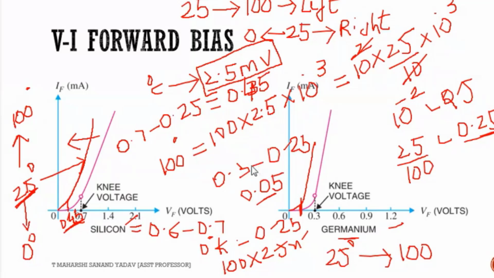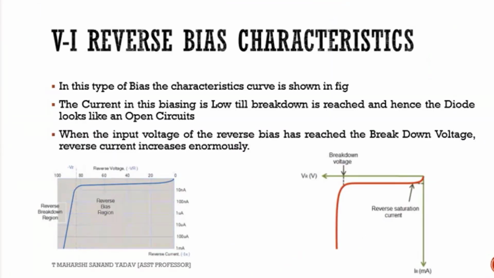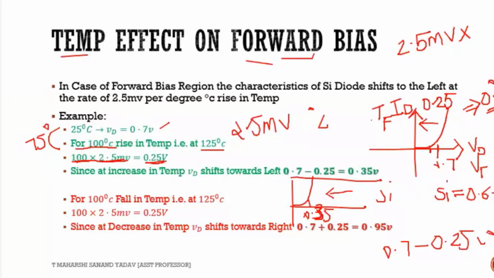Clear with this concept? What am I doing exactly? So you simply need to remember only one point. Per degree centigrade rise in temperature, the characteristics get left shifted at a range of 2.5 millivolt. So this value is important. You can expect this temperature effect question for 2 marks as well. Can anyone tell me what will happen under reverse bias now?